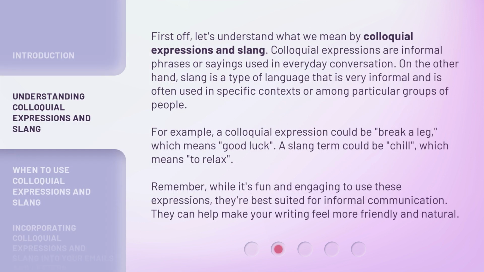First off, let's understand what we mean by colloquial expressions and slang. Colloquial expressions are informal phrases or sayings used in everyday conversation. On the other hand, slang is a type of language that is very informal and is often used in specific contexts or among particular groups of people. For example, a colloquial expression could be, break a leg, which means, good luck. A slang term could be, chill, which means, to relax.